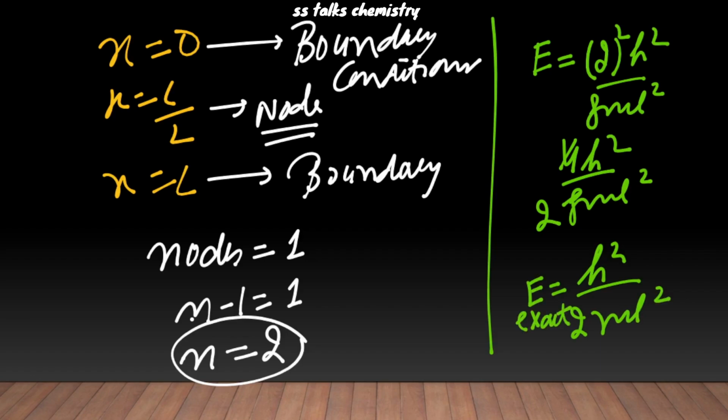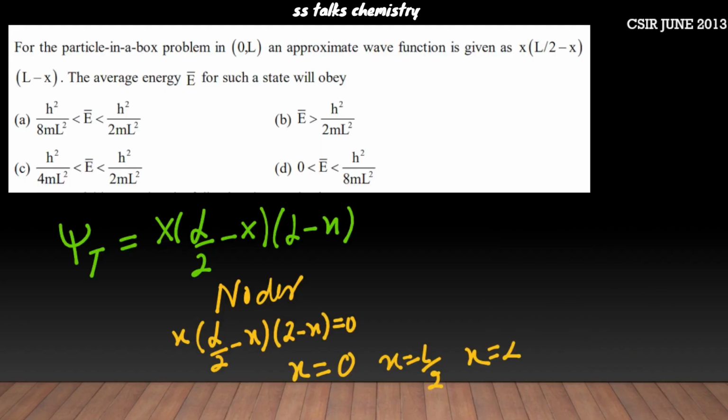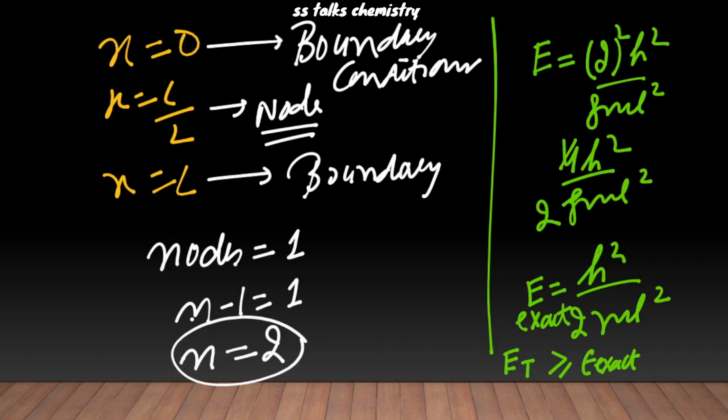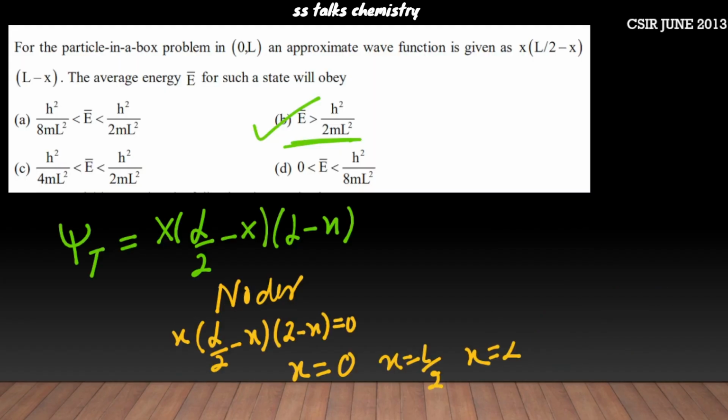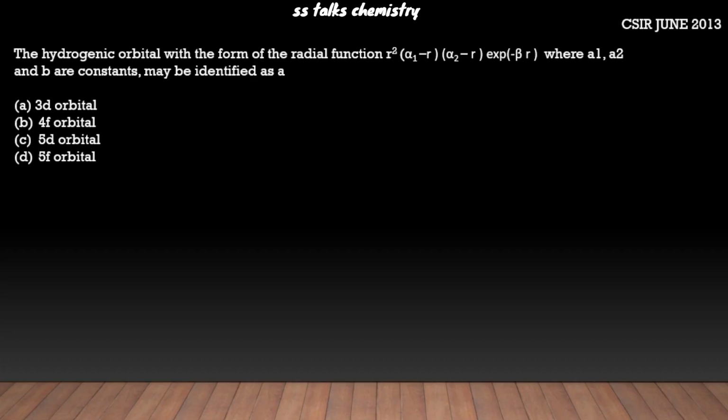The energy for the trial wave function is always greater than or equal to the exact one, right? So the trial wave function energy will be greater than h² upon 2mL², which is given in option B. It's not equal to, it's always greater than this. So based upon this, option B becomes the right answer.